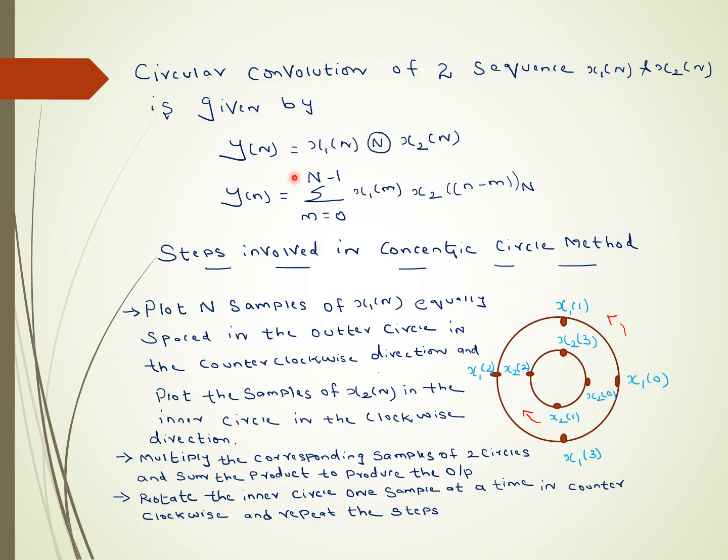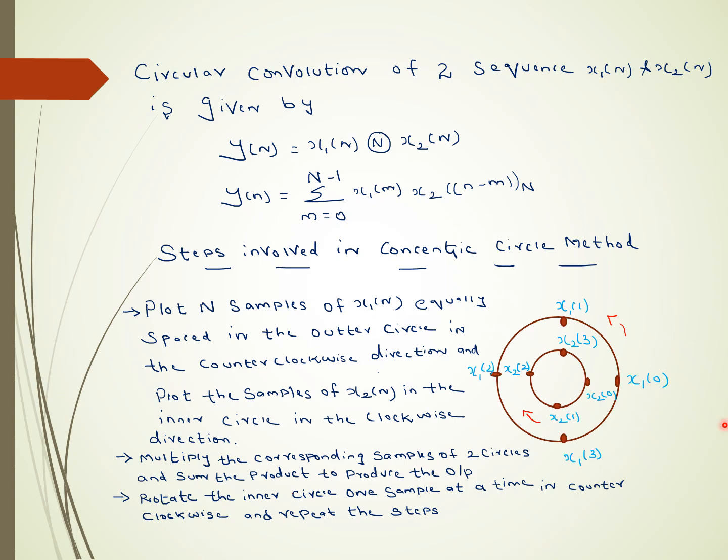Circular convolution of two sequences x1 of n and x2 of n is given mathematically by y of n is equal to x1 of n circular convolution x2 of n. It is also represented by y of n is equal to summation m from 0 to N minus 1, x1 of m into x2 of (n minus m) mod N.